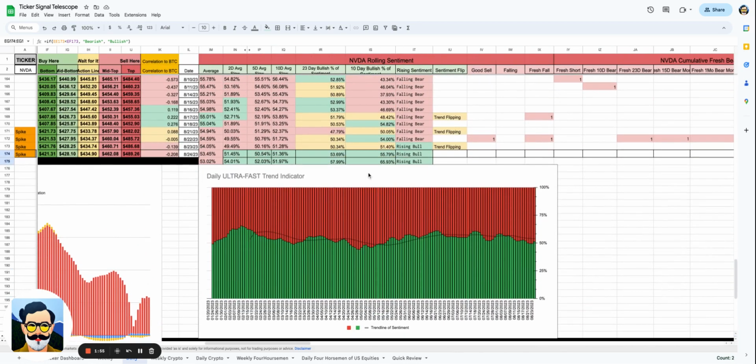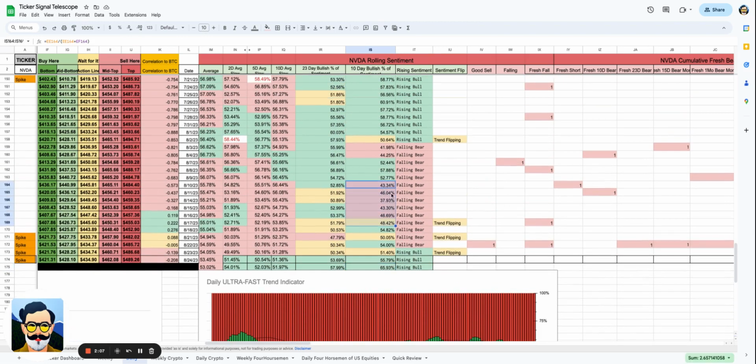Look at the rolling sentiment. What I love is that we have a rising bull, which is just getting set up now. We are at 55% on the 10 day. We're going to be at 65% as of tomorrow, but no big deal. You do want to see some sustained movement, especially considering how low we were for so long.